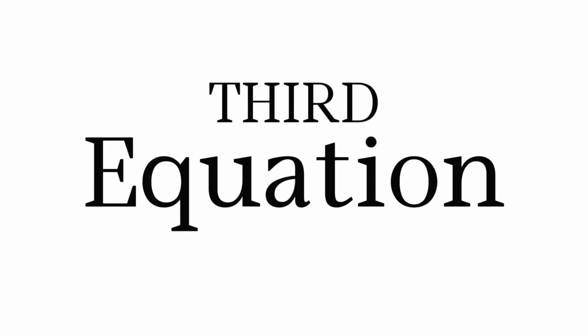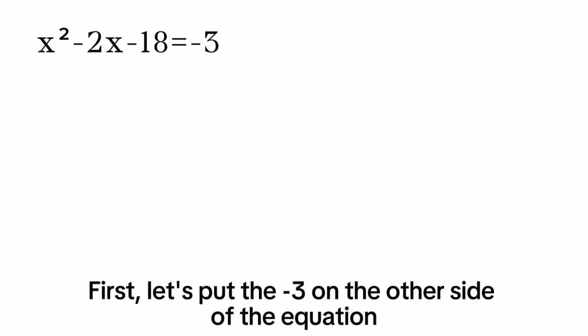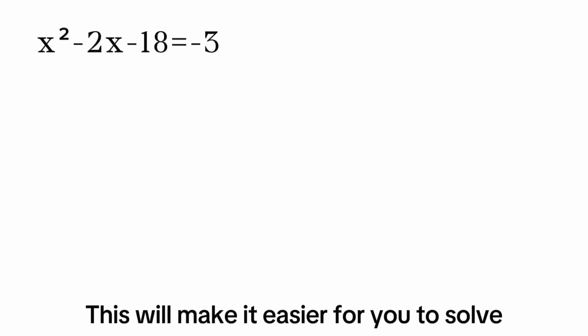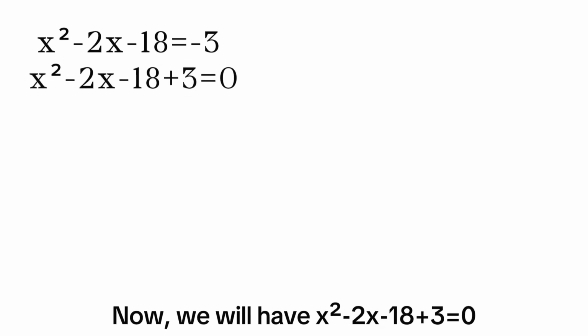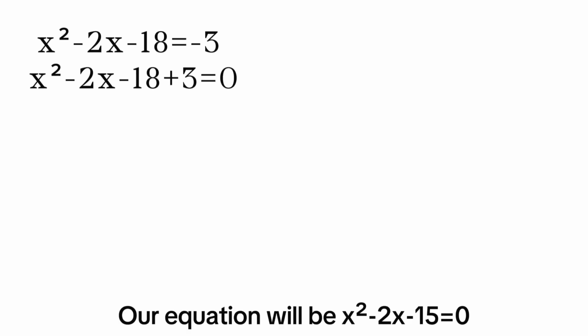Okay, for our last equation, let's say we have a trinomial. X squared minus 2x minus 18 equals negative 3. First, let's put negative 3 on the other side of the equation. This will make it easier to solve. Now, we will have x squared minus 2x minus 18 plus 3 equals 0. After adding positive 3 to negative 18, our equation will be x squared minus 2x minus 15 equals 0.